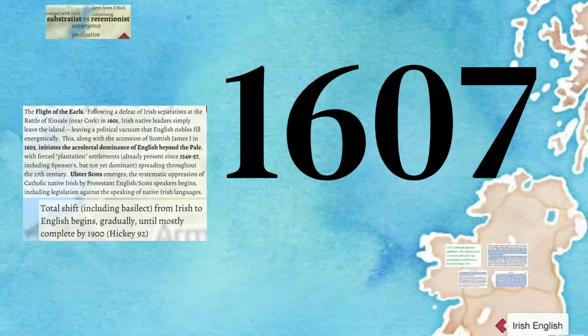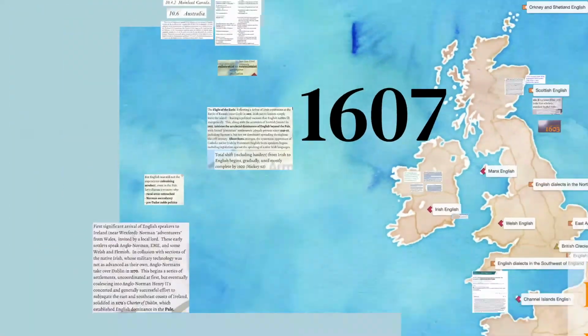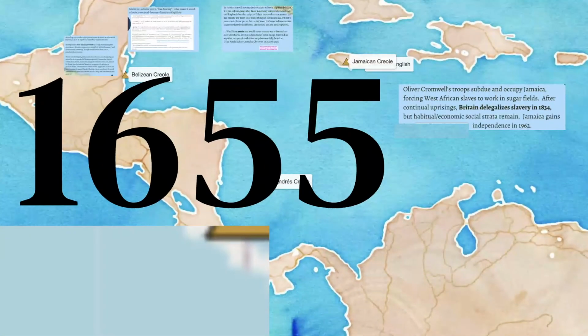This includes the legislation against the speaking of native Irish languages, and it is why we take the onset of Irish English in many ways as we know it to happen also in the early modern period, though of course Irish English has its roots as well in 1169, as I discussed already. Moving from 1607, in 1655, again, how many of these years are so close together? The remarkably rapid spread after 1588 of colonial English, right?